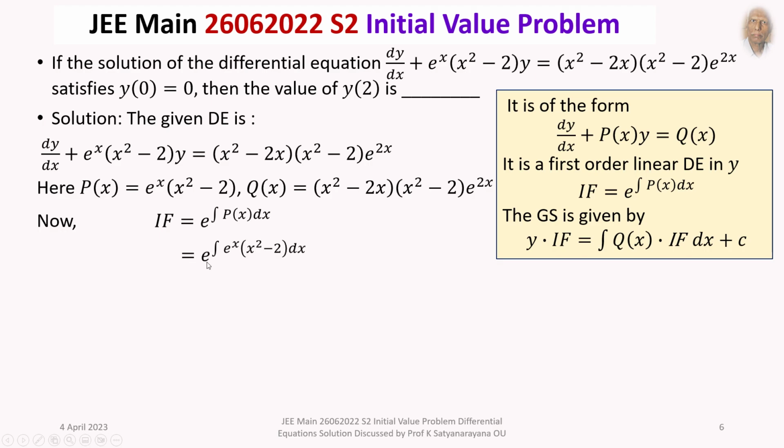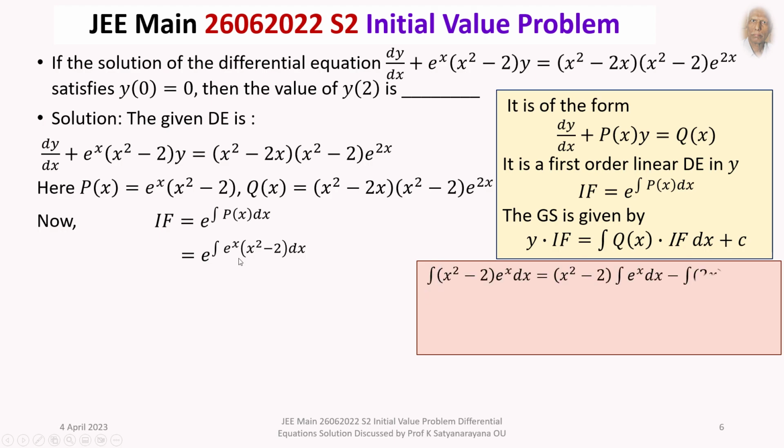that is equal to e power integral of p of x, in our case e power x into (x square minus 2), with respect to x. I will show you the integration in this box. Integral of (x square minus 2) into e power x dx, and we consider x square minus 2 as our first function, e power x as the second function. We apply the integration by parts: first function into integral of the second, minus integral of the derivative of the first function multiplied by the integral of the second function, with respect to x.